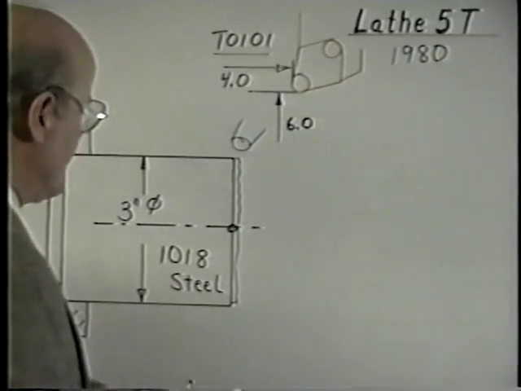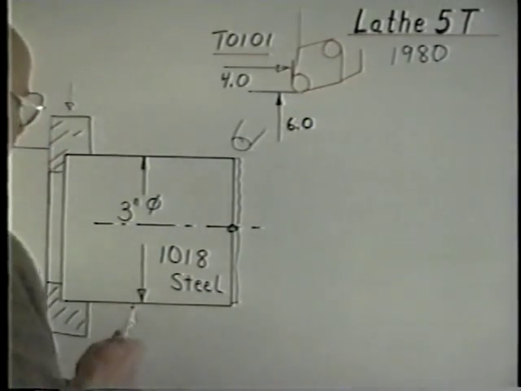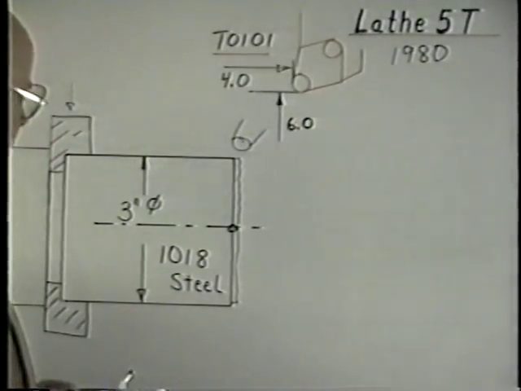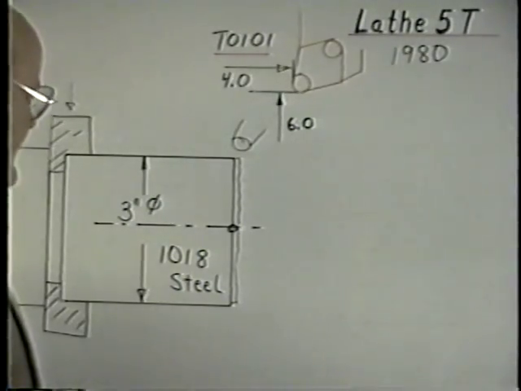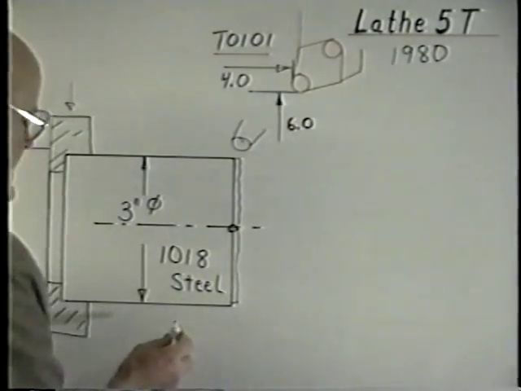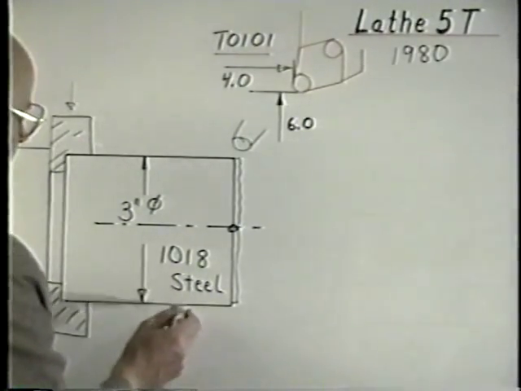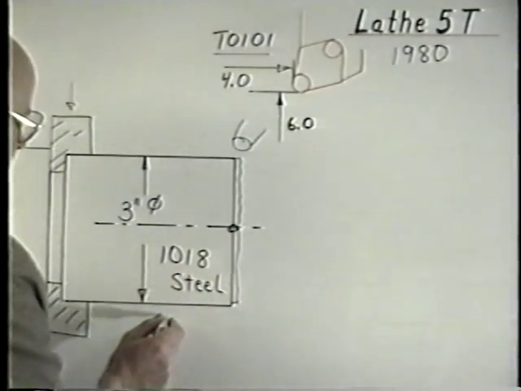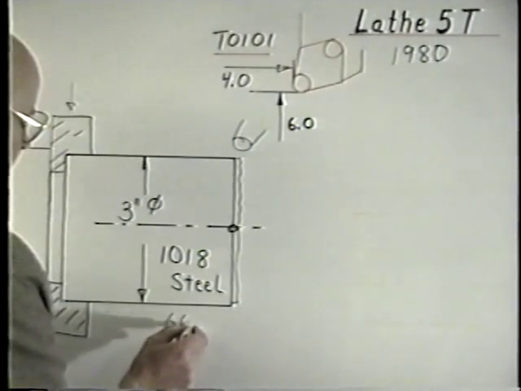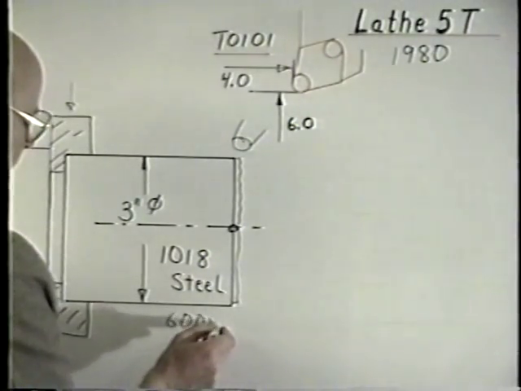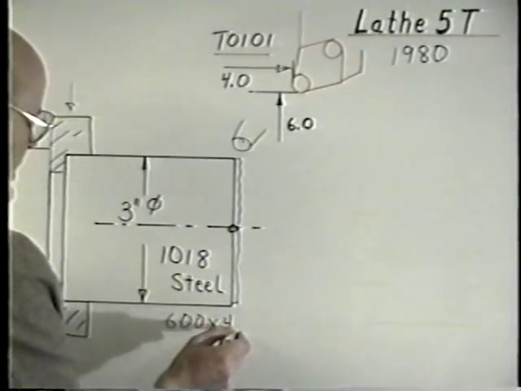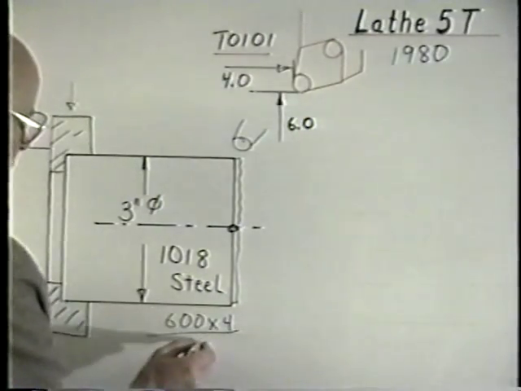This is 1018 steel, that's mild steel. On a finish cut, we can run somewhere around 600 surface feet. So if we go surface feet times 4 divided by the diameter, if this is 600 surface feet, it would be 600 times the constant of 4 divided by the diameter of 3.